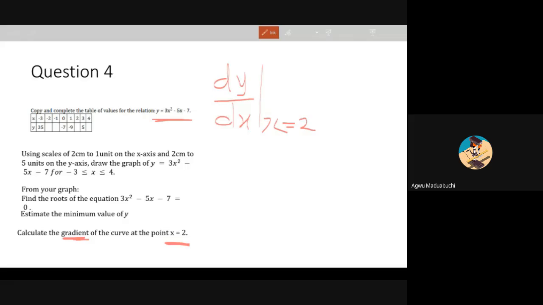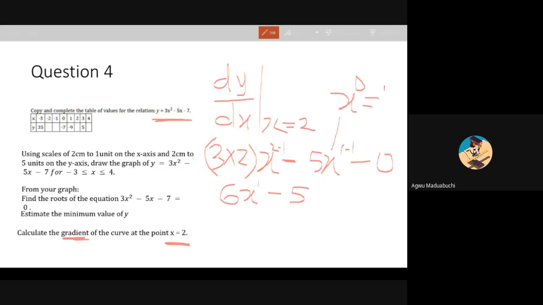So if you remember how we differentiate, if we differentiate this curve, that will be what? 3 times 2x, reduce 2 by 1, minus 5x, 1 minus 1. Derivative of a constant is always 0, minus 0. So this becomes what? 6x minus 5. 2 minus 1 gives us 1. 1 minus 1 gives us 0, and we know that x to the power of 0 is 1. So this is what we have, 6x minus 5.